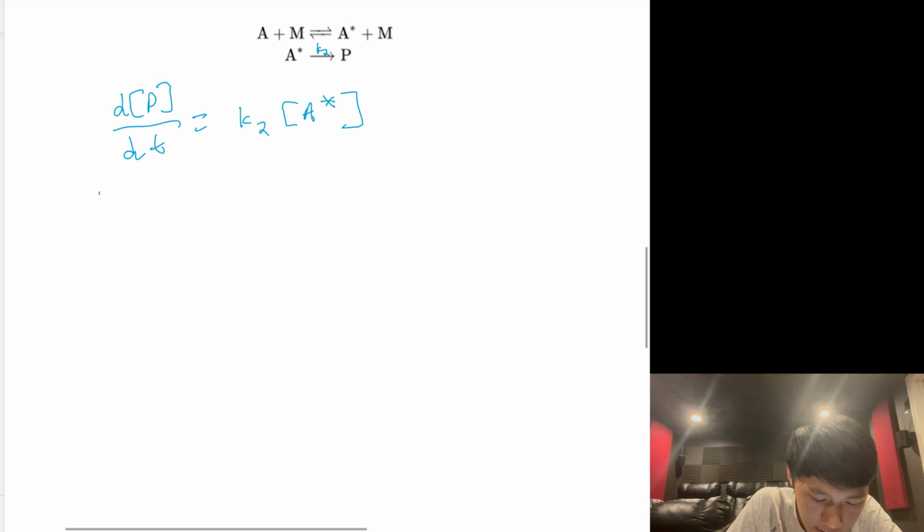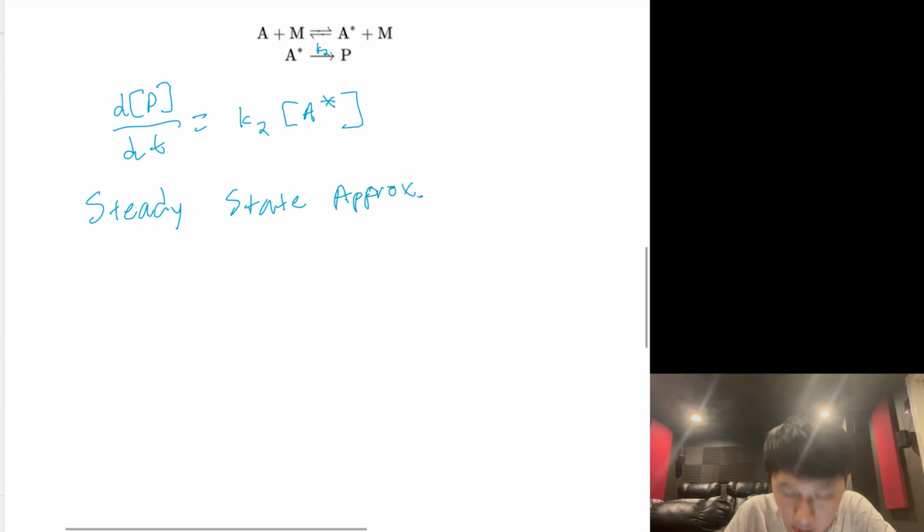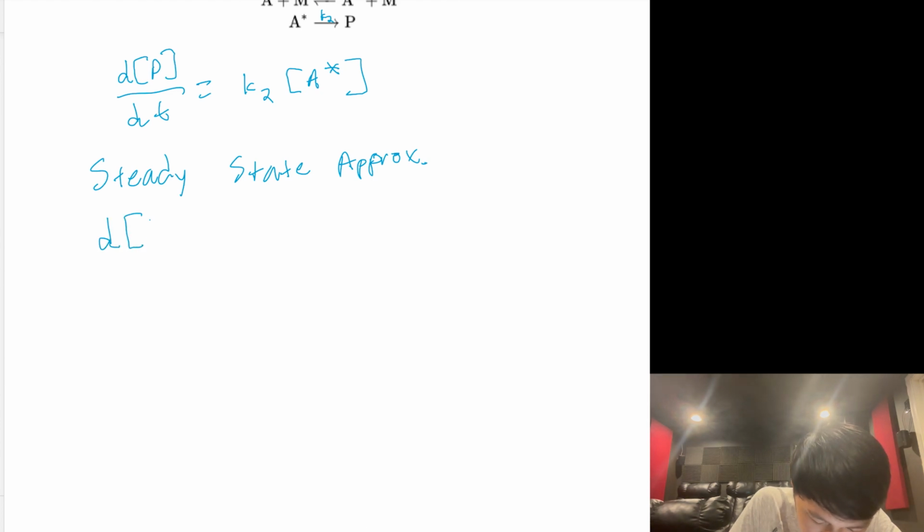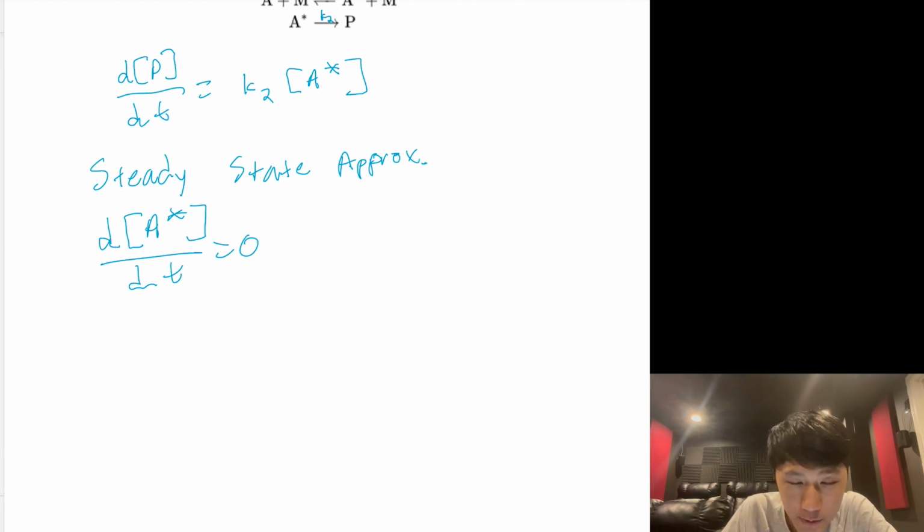So what's going to help us out is the steady state approximation. And what the steady state approximation does, it assumes that the intermediate maintains a constant concentration throughout the reaction. So that means the concentration of A star does not change. And in order for that to be true, the rate of production of A star needs to be equal to the rate of consumption of A star.